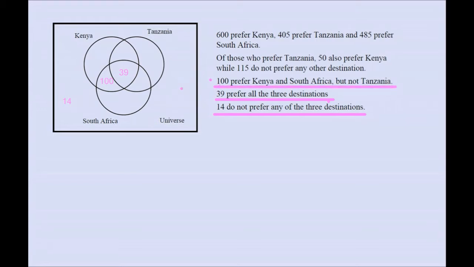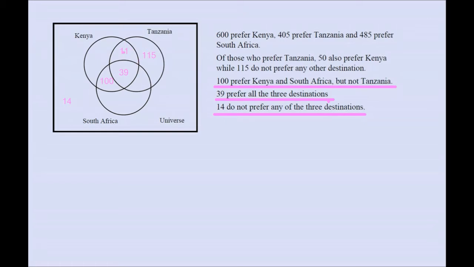All right. Of those who prefer Tanzania, we are just talking about this circle, which should add up to 405. 50 also prefer Kenya, and 115 do not prefer any other destination. 115 will go here. That's relatively easy. Now, for 50, you have to be careful. 50 also prefer Kenya. That tells me that only 11 goes here.